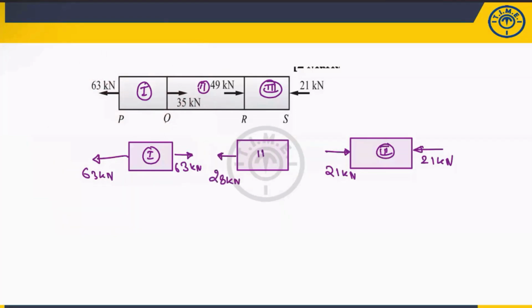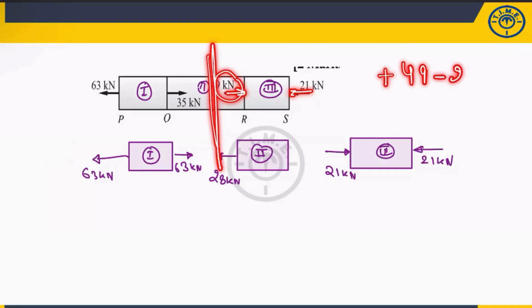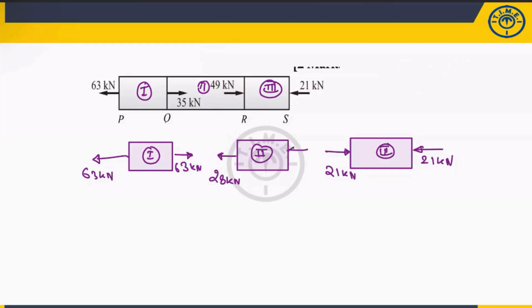Now someone will say, sir, I want to calculate from this side. Okay, you can verify. This is nothing but 21. So you are taking the cross section here: 49 positive minus 21. What is this value? 49 minus 21 is 28. So from here also you will get the same. This is also 28 kilonewton. So you have calculated the force in the intermediate member 2, which is nothing but 28.